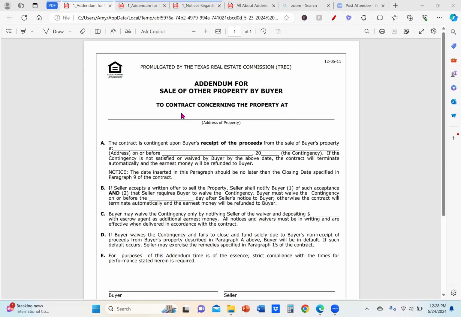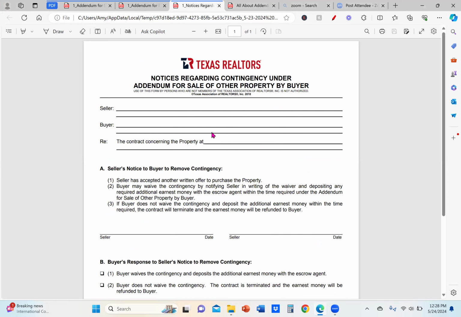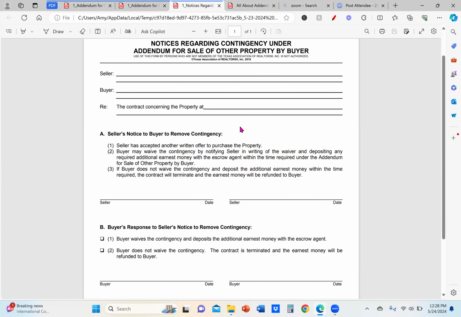So let's go over the notice that's mentioned here. When a seller asks a buyer to waive their contingency, they're going to give this notice to the buyer. And this is called the notices regarding contingency under addendum for sale of other property by buyer. This is what the seller gives the buyer.